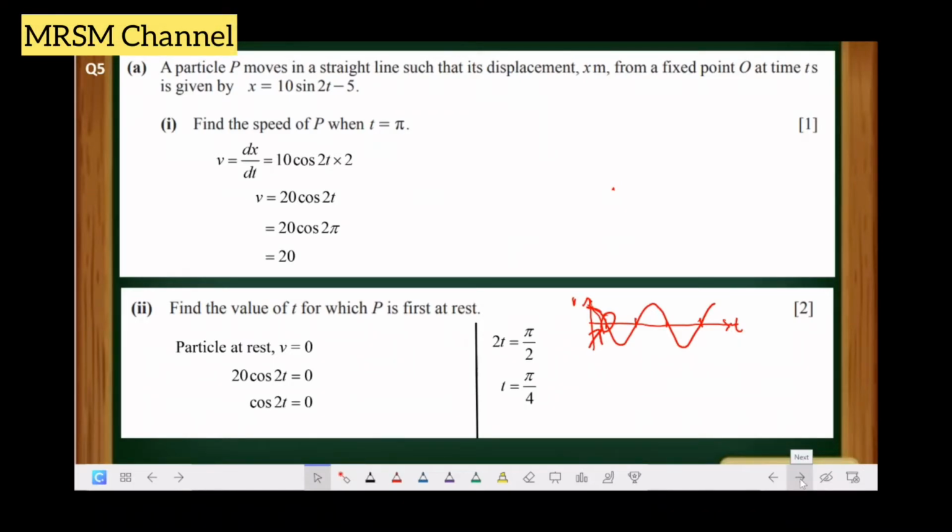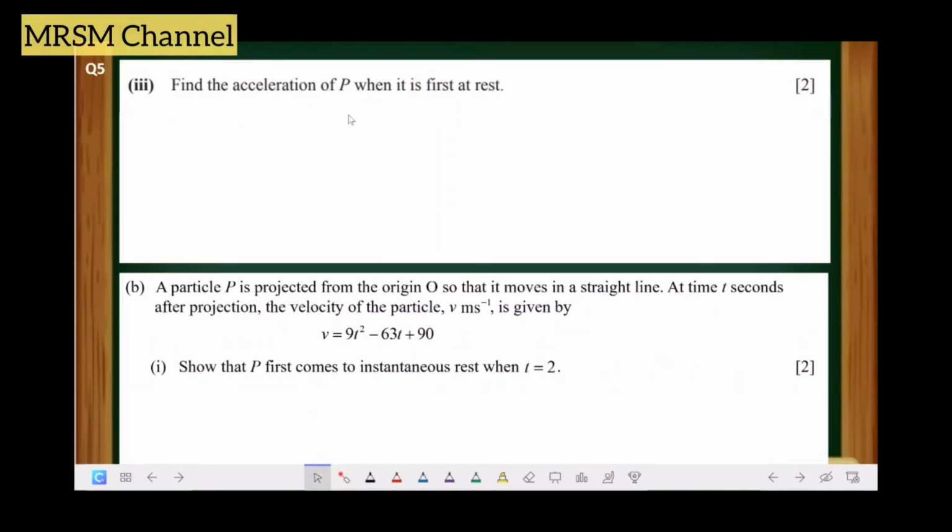Okay. So bila dah dapat yang tu, next soalan kata find the acceleration of P when it is first at rest.